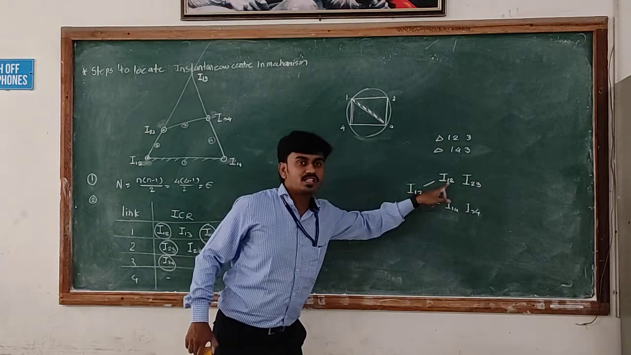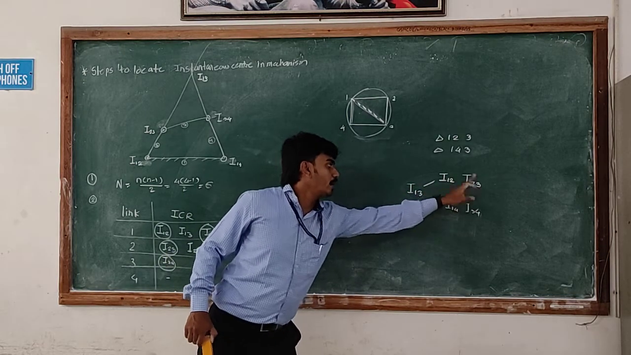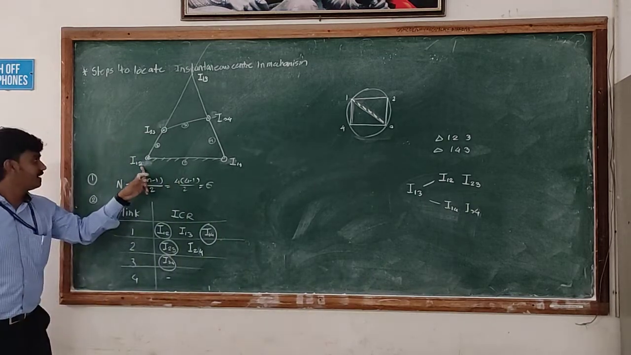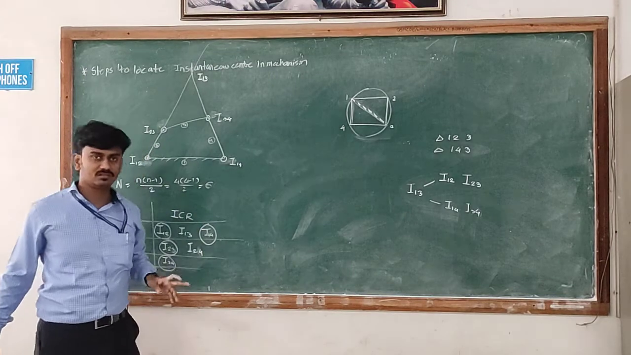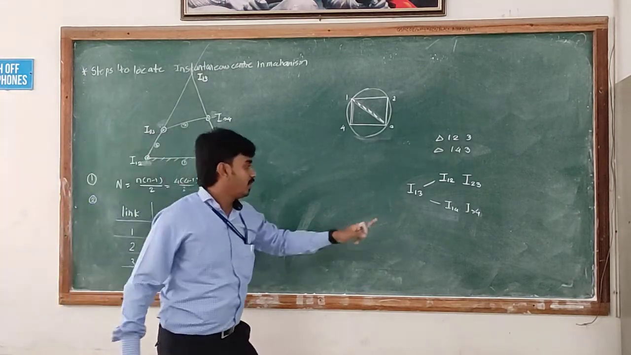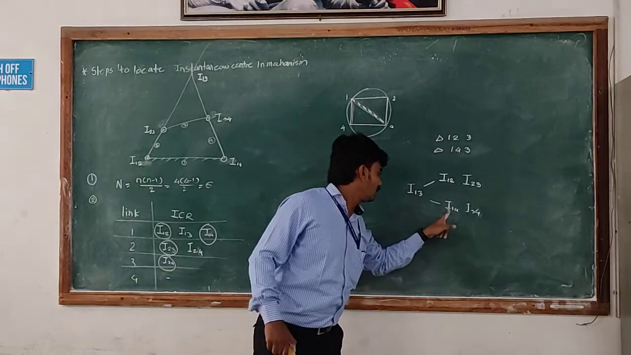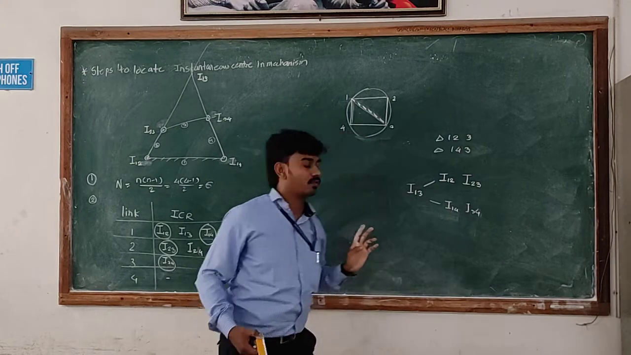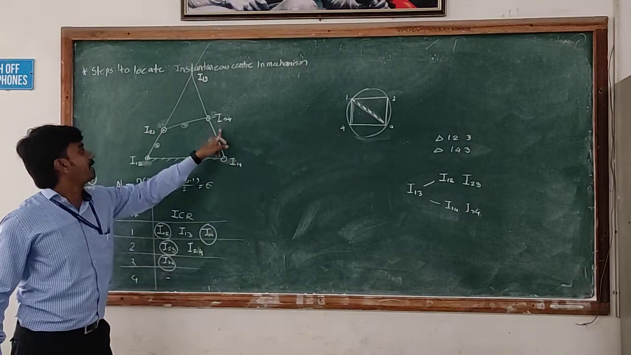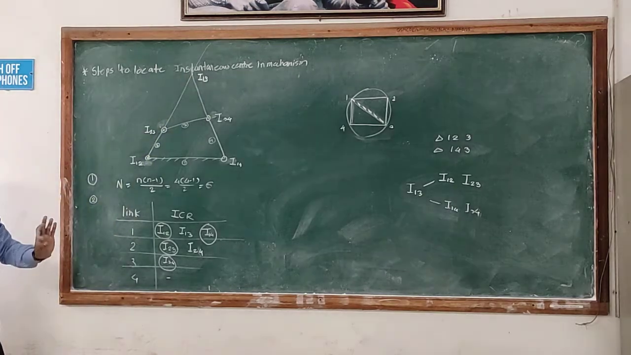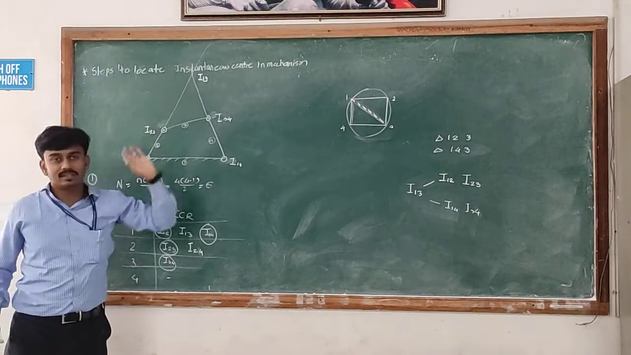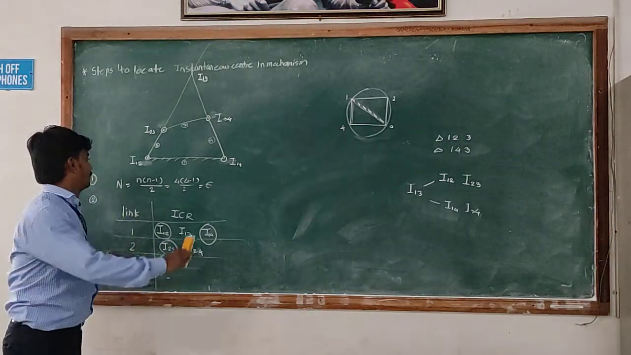Extend the line which is passing through ICR 1 2 and 2 3. ICR 1 2 is here, ICR 2 3 is here. So extend this line in this direction and extend the line which is passing through the ICR 1 4 and 3 4. And where these lines intersect, we will get the ICR 1 3.